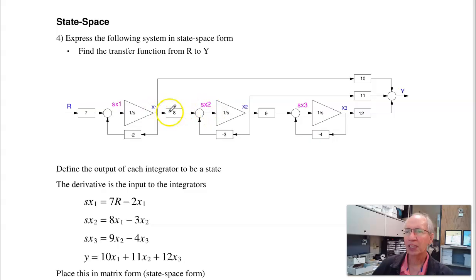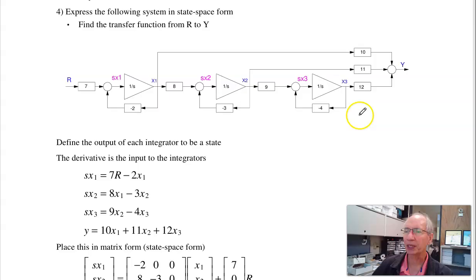Sx2 is 8x1 minus 3x2. Sx3 is 9x2 minus 4x3. Kind of go backwards through the arrows to see what makes up the derivative, the input to the integrators. The output then is y is 10x1 plus 11x2 plus 12x3.